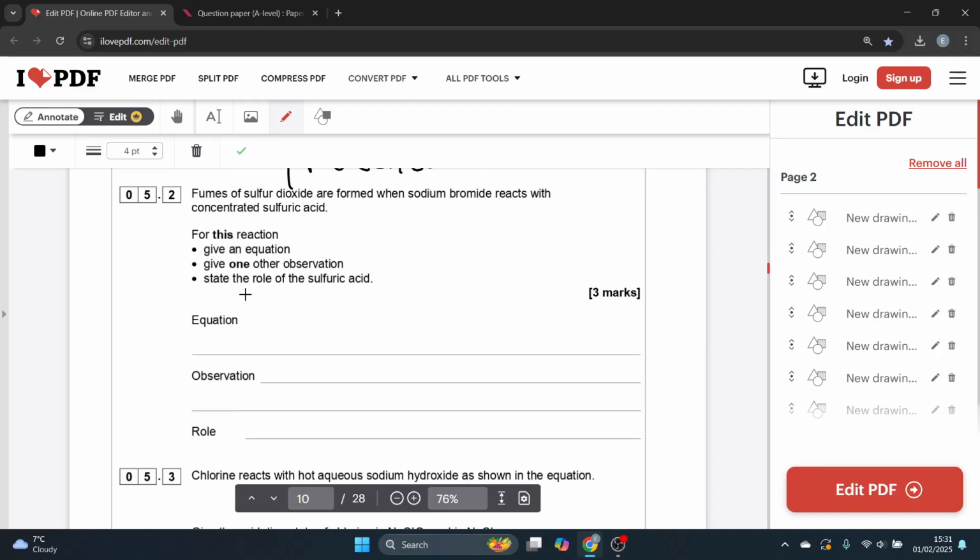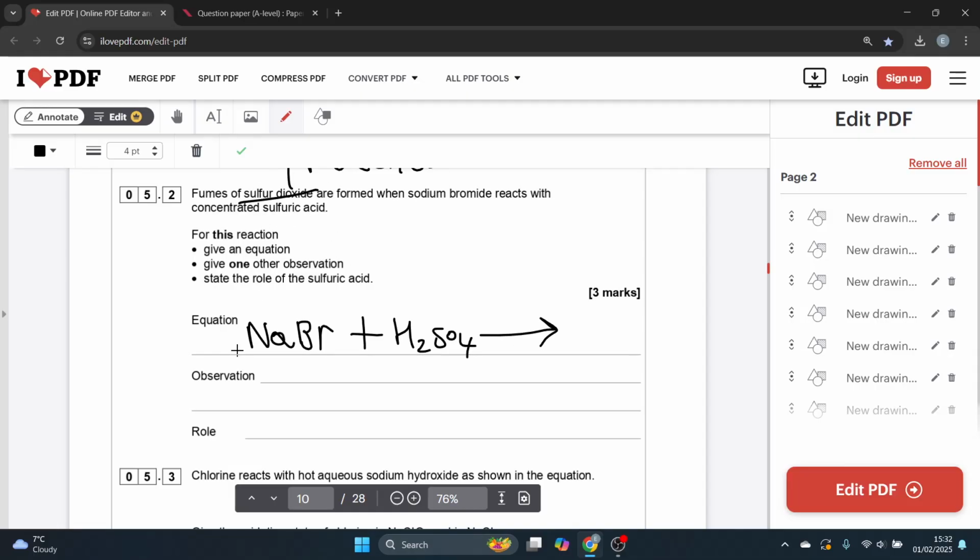Fumes of sulfur dioxide form when sodium bromide reacts with concentrated sulfuric acid. For this reaction, given the equation, state one of the observations and the role of sulfuric acid. So sodium bromide reacts with sulfuric acid. Fumes of sulfur dioxide are formed.